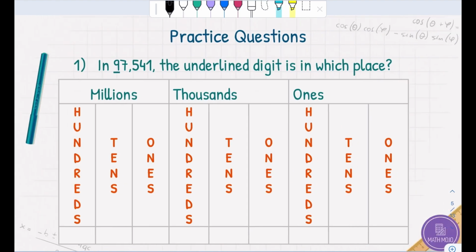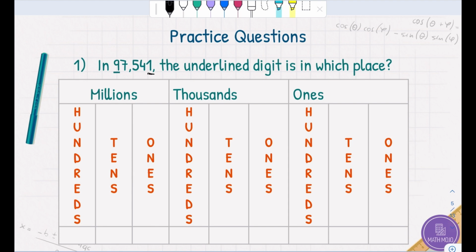So here's a practice question that we can do. We have the number 97,541. In this number, the underlined digit is in which place? Like I said before, when using a place value chart, you need to start from the right side, right over here. So we're going to start with our ones section.